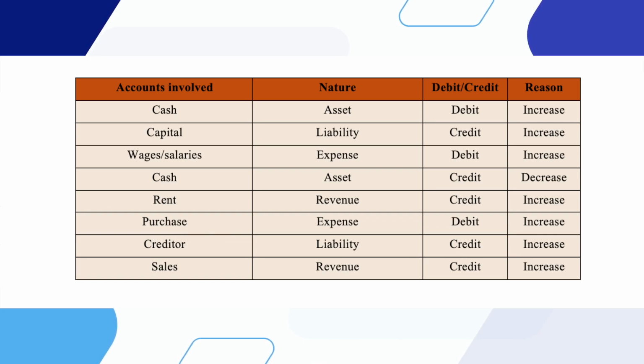If the account involved is rent, which is a revenue nature account, it shall be credited to show an increase. If the account involved is purchase, which is an expense account, it shall be debited to show an increase. If the account involved is a creditor account, which is in the nature of liability, it will be credited in case of an increase. And if the account involved is sales, which is a revenue account, it shall be credited to show an increase.